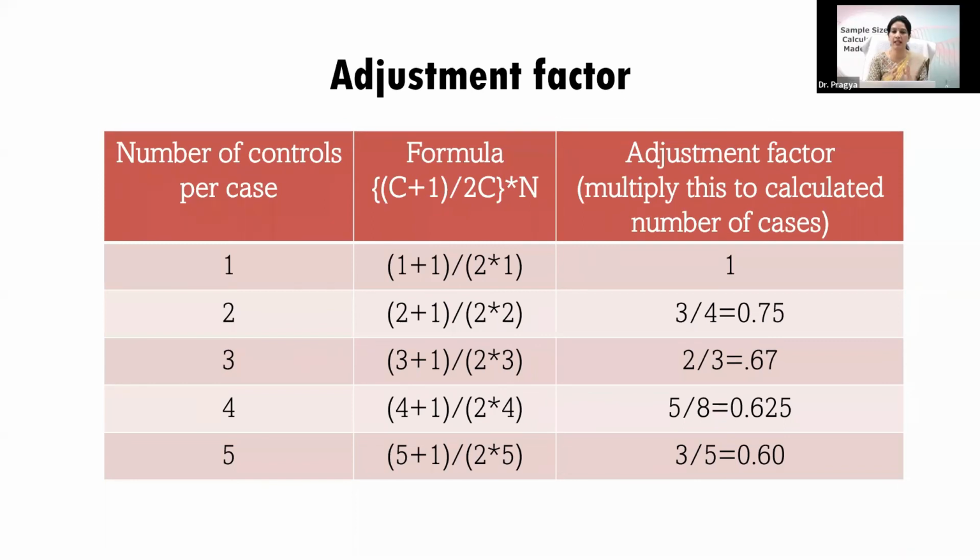Anybody else who is having any other problem or query, you can note it down. Maybe when we have the sample size calculation for cohort, then also we can, if you post these questions on the mail, we may try to answer over that also, or we can send you references also. So this is for quasi experimental. That is again a separate session. For experimental, that will be in April. So in March, we'll discuss for cohort.